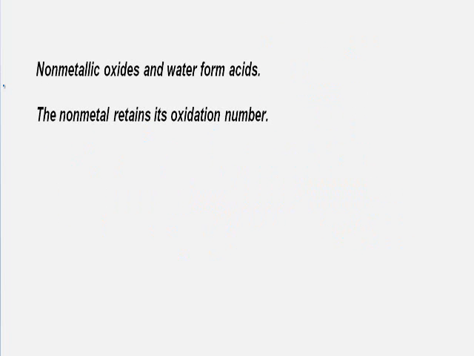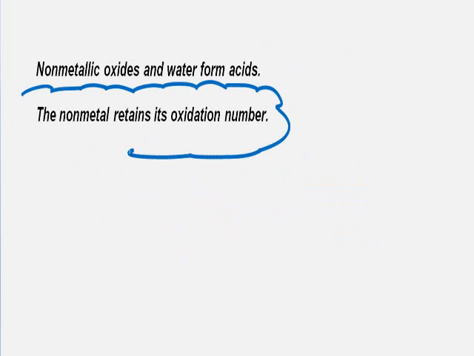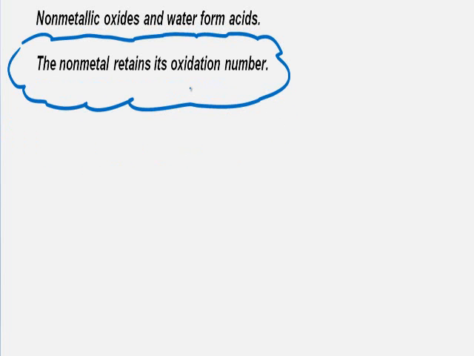Now in this particular combination reaction where nonmetal oxides and water form acids, a key component is that in the reaction the nonmetal is going to retain or keep what's called its oxidation number. And the oxidation number stays the same as we move from reactant to product. We have to take a minute now to go through how one determines exactly what the oxidation number is for a particular atom in a compound.